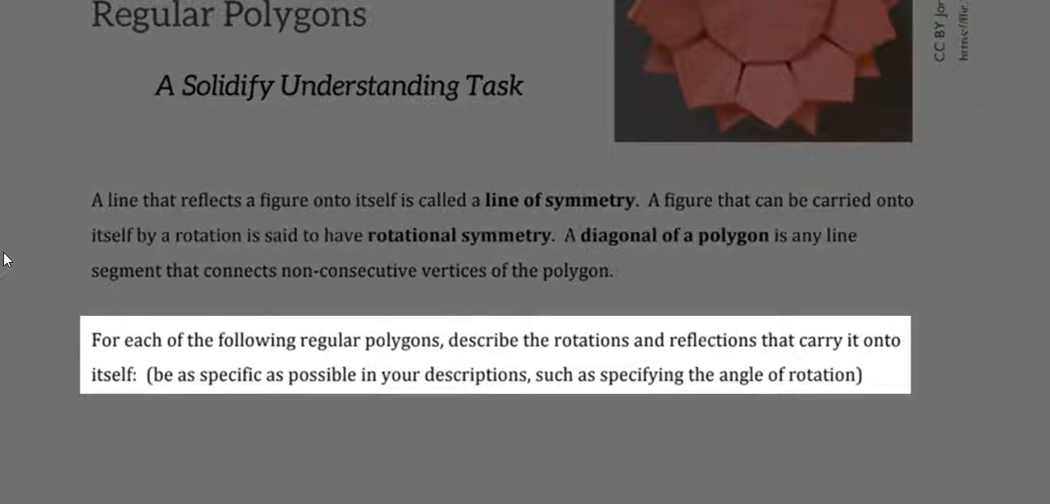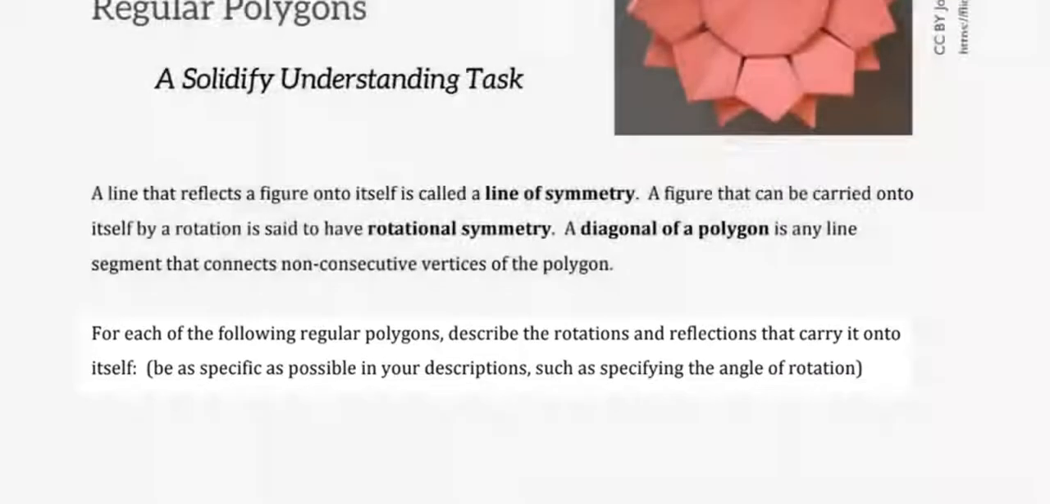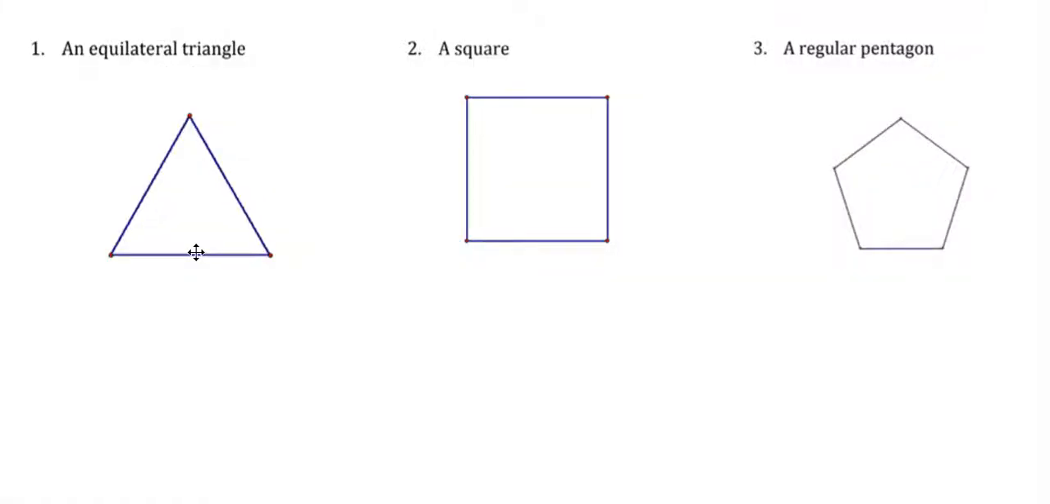For each of the following regular polygons, describe the rotations and reflections that carry it onto itself. Be as specific as possible in your descriptions, such as specifying the angle of rotation. A regular polygon is a polygon that has sides of equal length and angles that have an equal measure. So an equilateral triangle and a square are regular polygons.